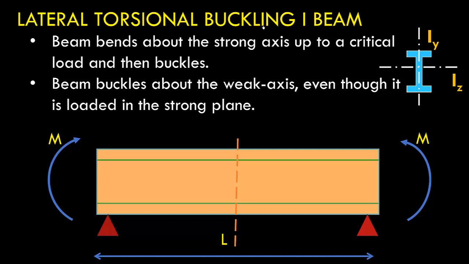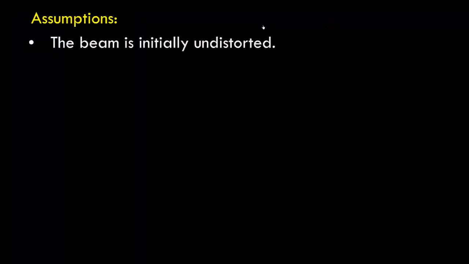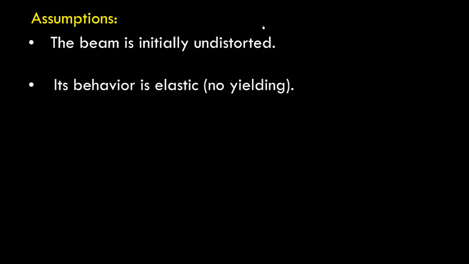To find out this critical moment, we will derive a theory, and that theory basically has some assumptions. So let us discuss those assumptions first. To derive the theory of lateral torsional buckling, the first assumption is the beam is initially undistorted. So there is no distortion in the beam. The second is its behavior is elastic. There is no yielding. So we are dealing with a situation where stress is proportional to strain.